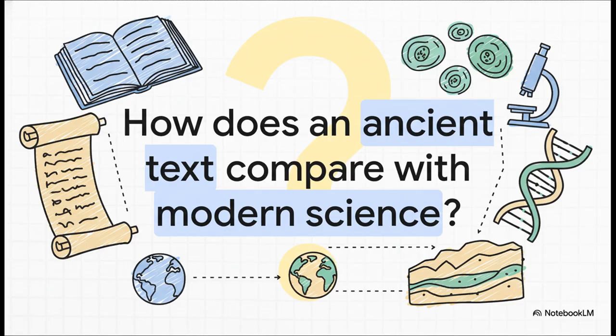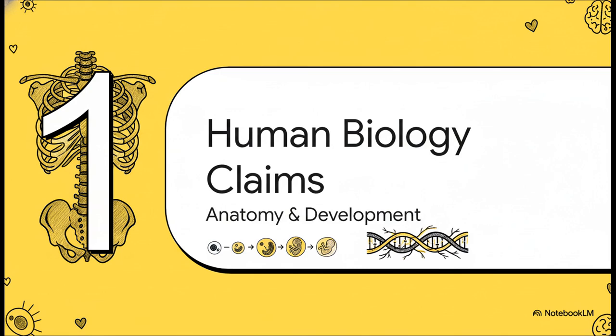It sets up this direct comparison between passages from the Quran and what we now know from contemporary science. Let's jump right in with the first area the analysis looks at: the human body. All right, so the analysis we're looking at kicks things off with something we could all relate to: the human body itself. The source document pulls several examples from the Quran that describe our anatomy and how we develop. Let's get into the first claim it examines.